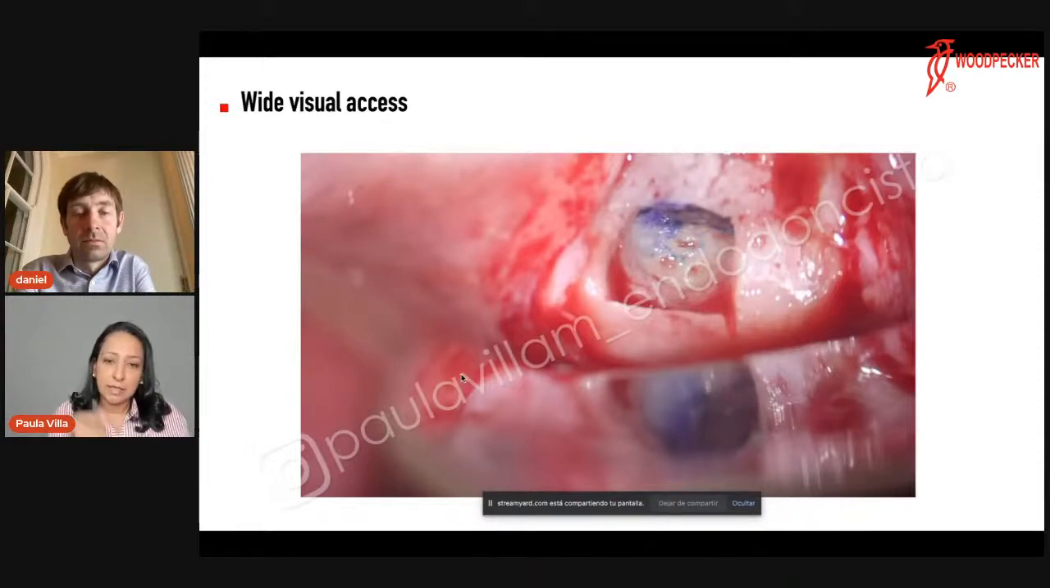Look at this case. I posted this case yesterday in a Facebook group. It's beautiful because we had a small bone access. That small bone access didn't allow me to enter inside the canal. And I had to perform a small cut in the bone to allow the instruments to enter in the canal.